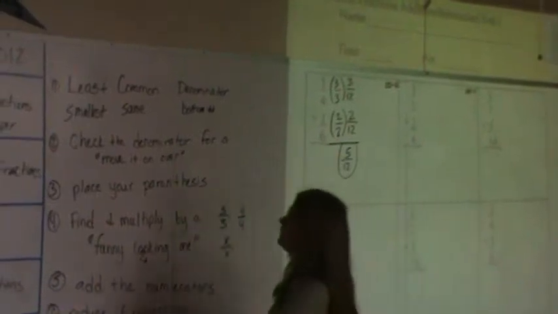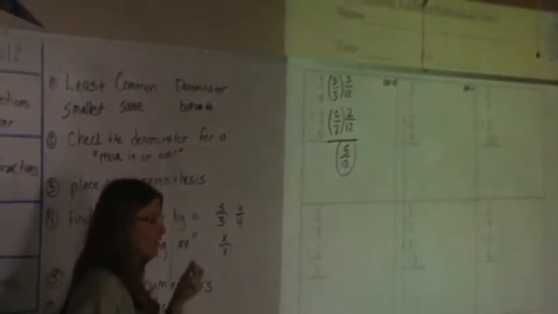All right. Step number 2. Read it with me. Go. Check the denominator for a move it on over. And I move it on over.